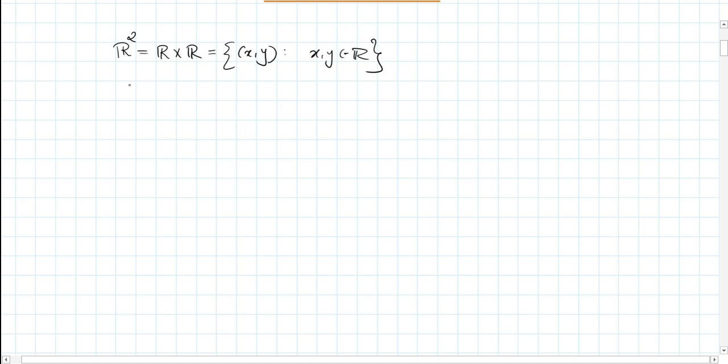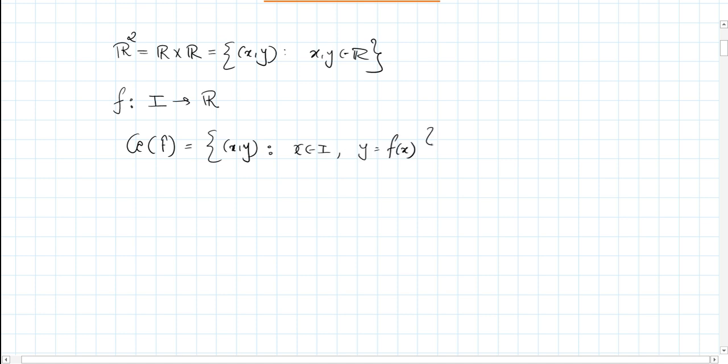Now, for points here, you know how to interpret this (x, y) pair. If the function f is defined on the interval I to the set of all real numbers, then the graph of the function f is the set of all pairs (x, y) in R2 such that x lies in I and y is f(x). Or you can write it another way: (x, f(x)) where x lies in I.